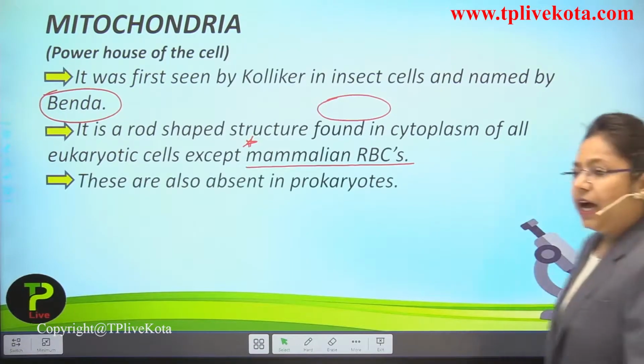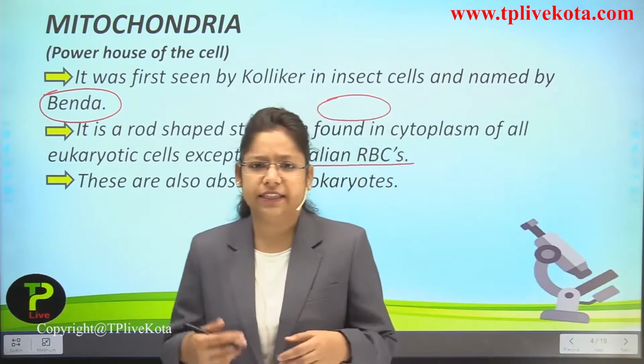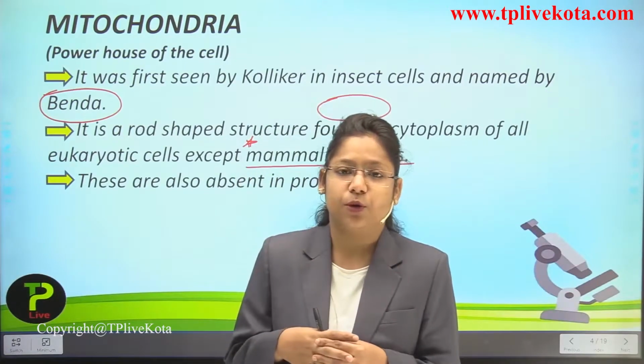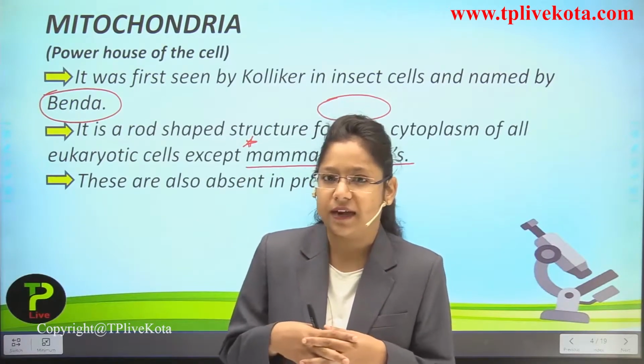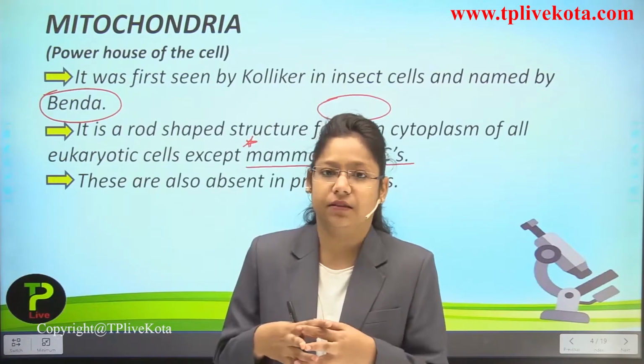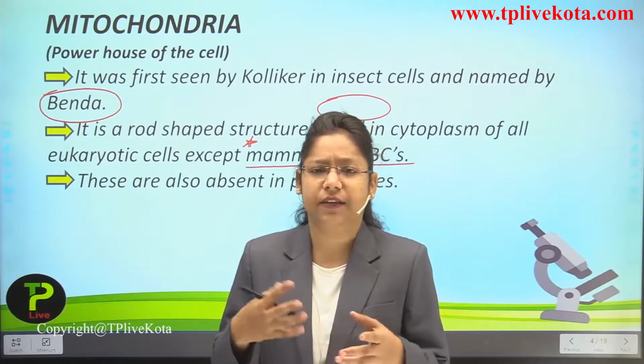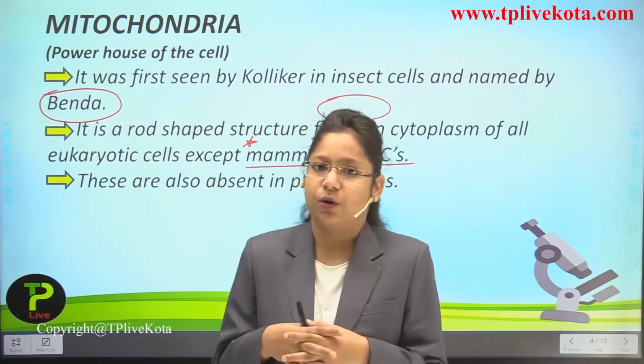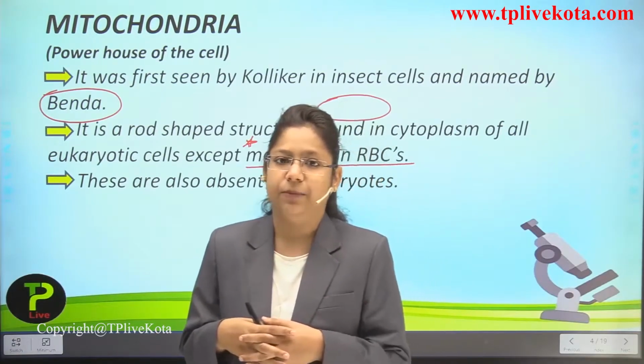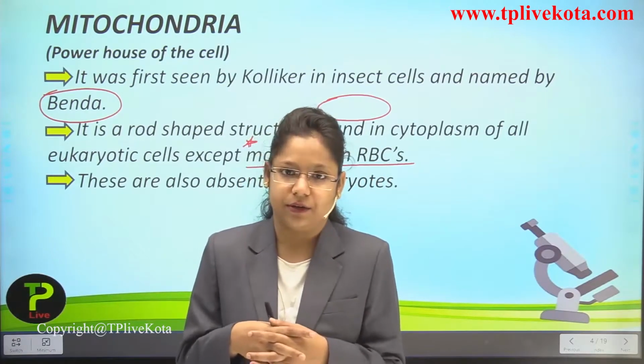Now, the next point about mitochondria is that they are also absent in prokaryotes. As I have told you, prokaryotes were primitive cells, meaning they were less developed, so cell organelles were also not developed at that time. So it is also absent in prokaryotic cells.